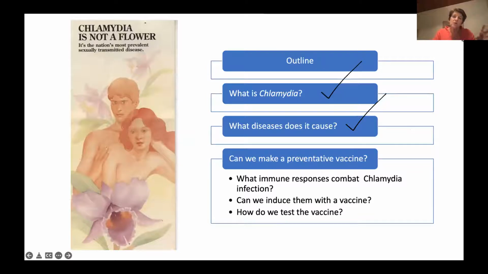So I've told you what chlamydia is. I've told you what diseases it causes. So now the question is, well, can we make a vaccine to prevent this infection and all the problems, especially the chronic problems that it causes in women?